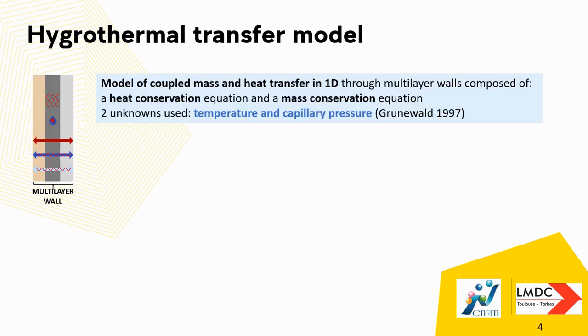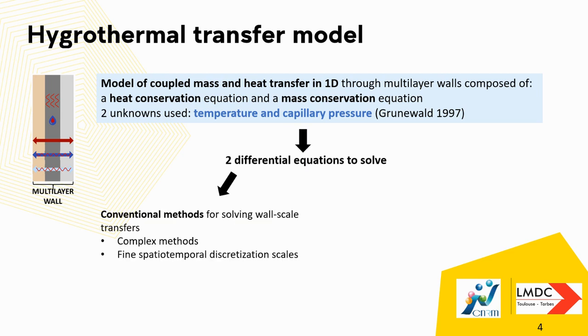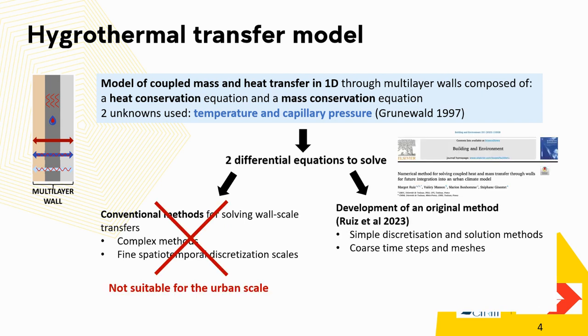To take into account this phenomenon, we have chosen a one-dimensional coupled heat and mass transfer model. It is based on two equations, one for energy conservation and one for mass conservation. It leads to a system of two differential equations to solve. The methods commonly used to solve them at the wall scale are complex and based on fine spatiotemporal discretization scales, making them unsuitable for the urban scale.